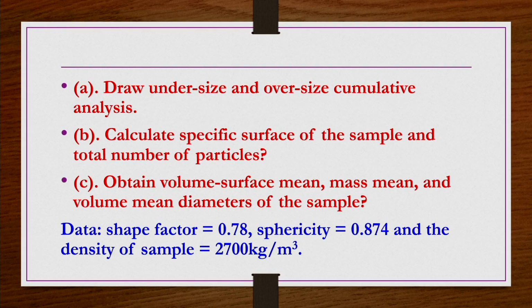For this problem the shape factor and sphericity are required, which are given here as 0.78 and 0.874 respectively, and the density of the sample is 2700 kg per meter cube.